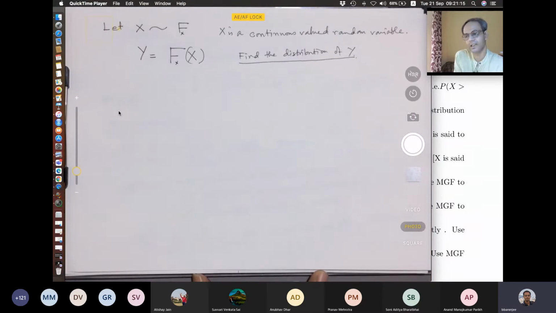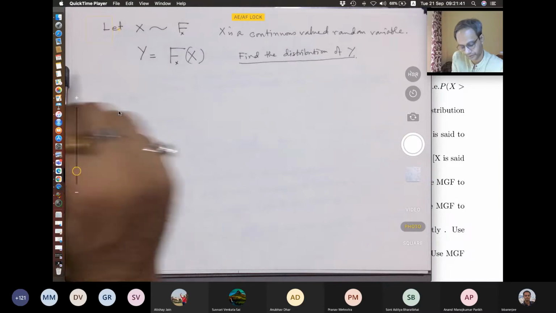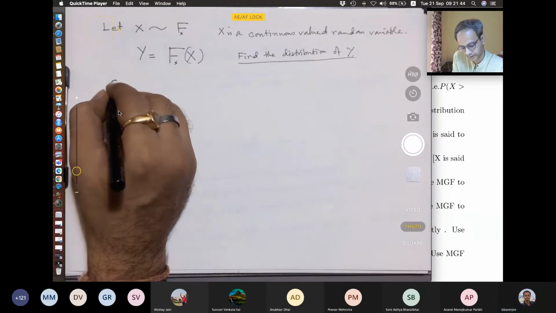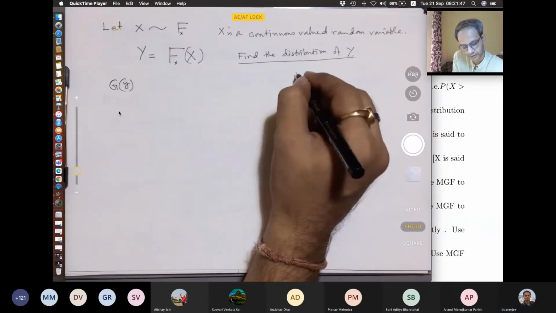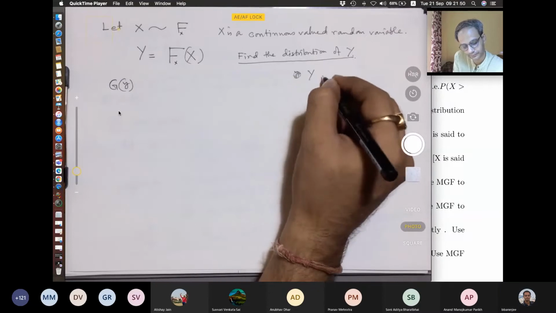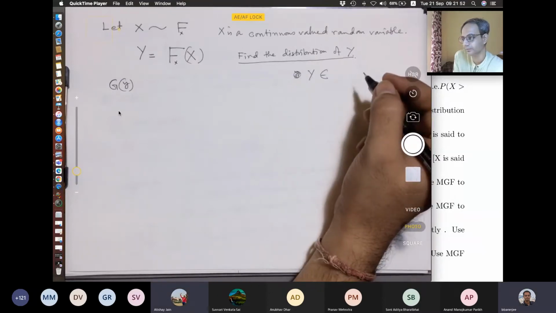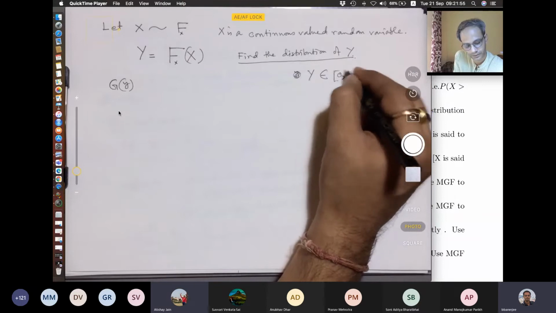I have not specified any specific distribution. It could be any continuous distribution, it doesn't matter. F_X is strictly monotonically increasing and differentiable at the same time. So what will be the range of Y? 0 to 1, because it is a probability.